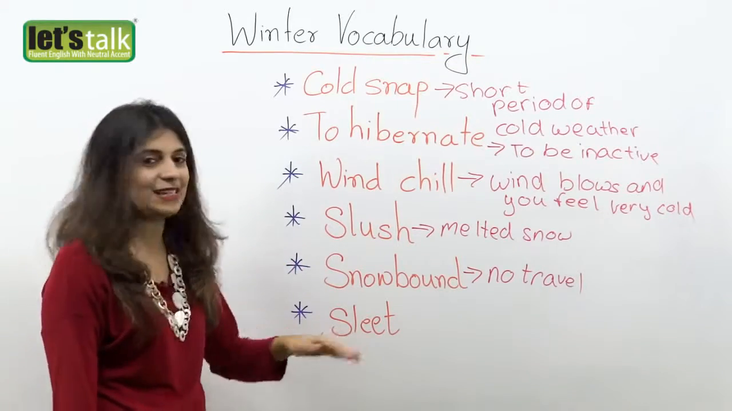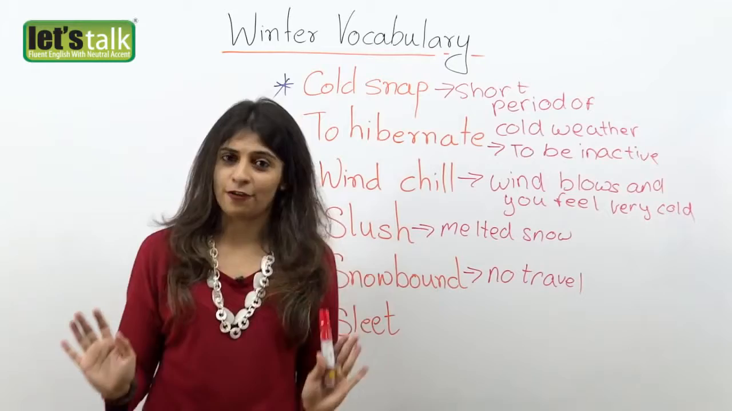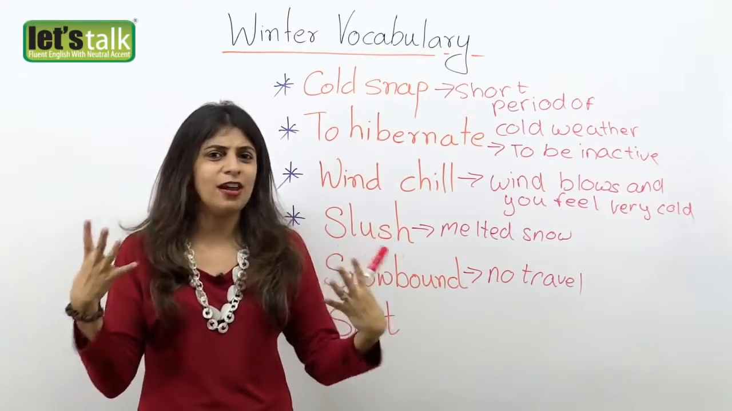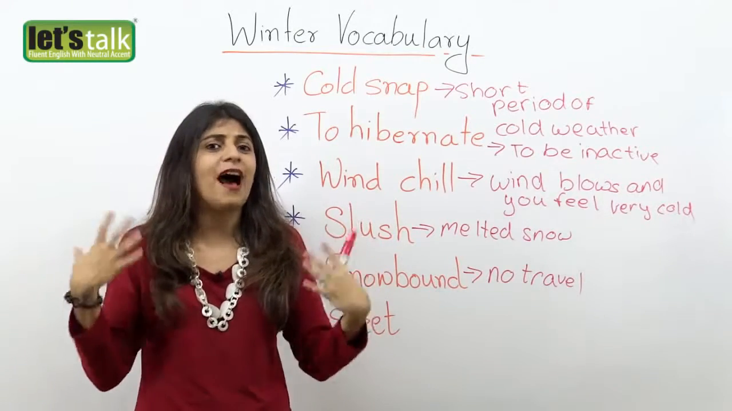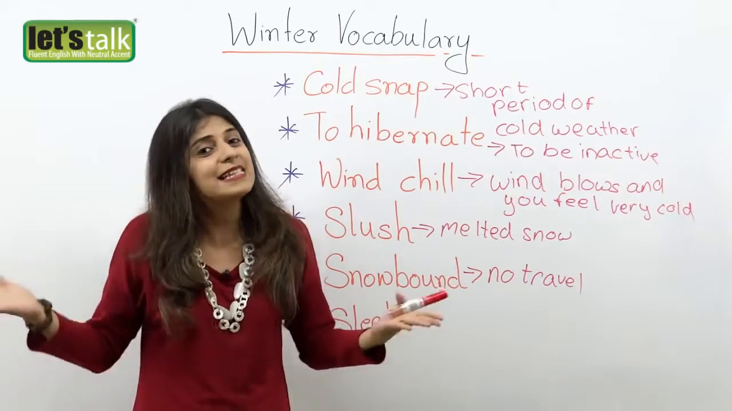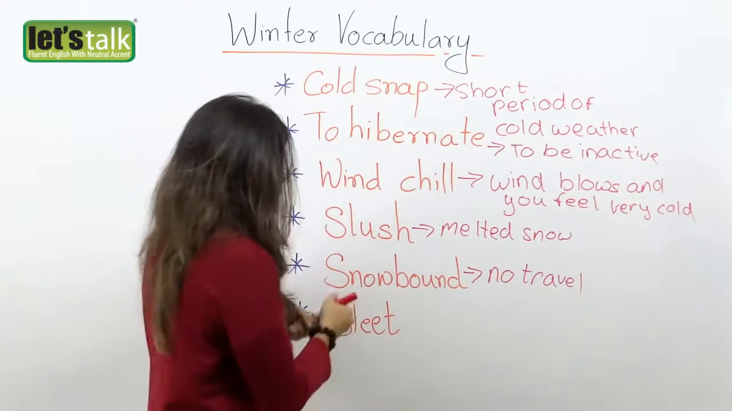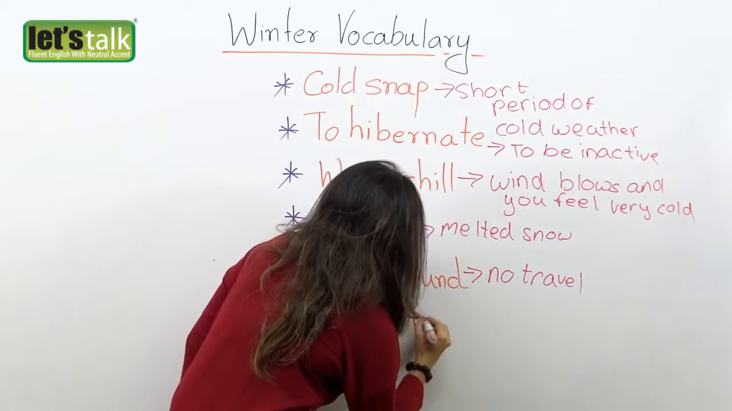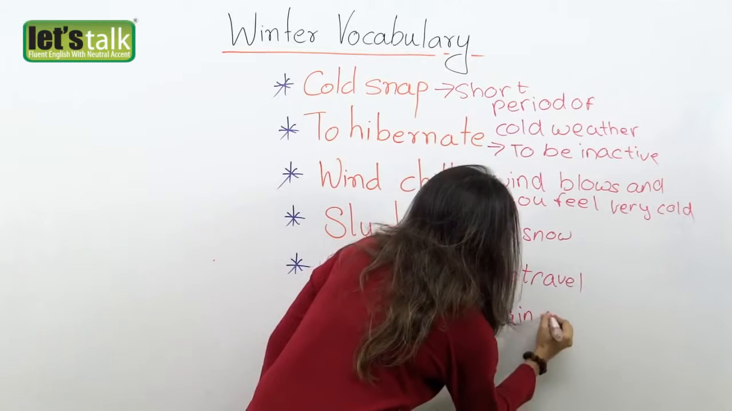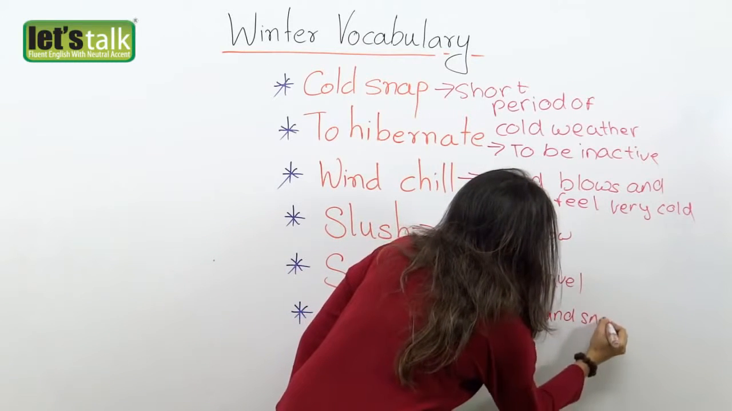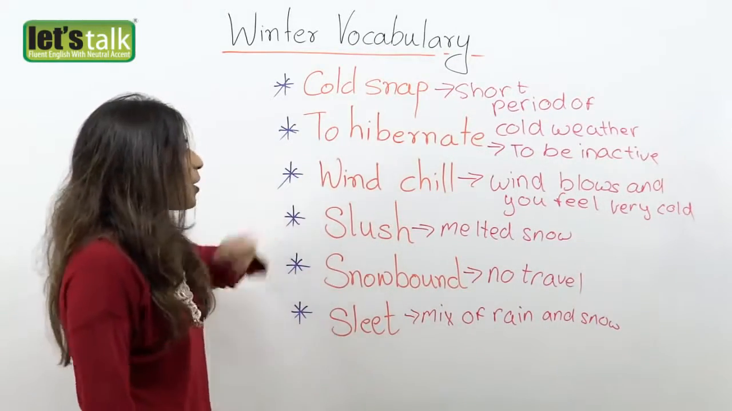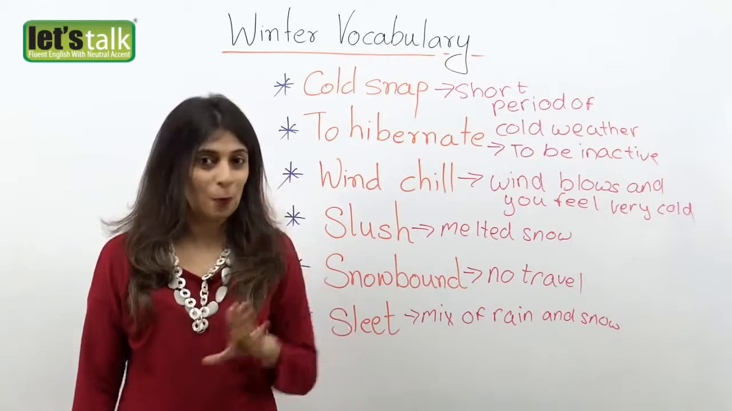That is sleet, okay? So if you step out of the house and you feel the rain, and it's not really raindrops, but you feel the ice, then you would say, hey, it's not snow or rain, it's sleet. So it's a mix of rain and snow. So these are some words that would help you to talk about winter.